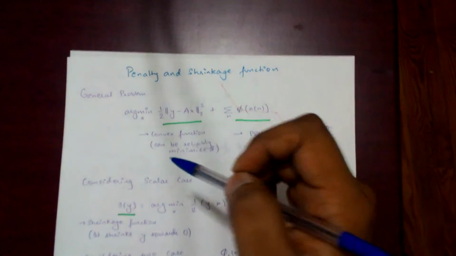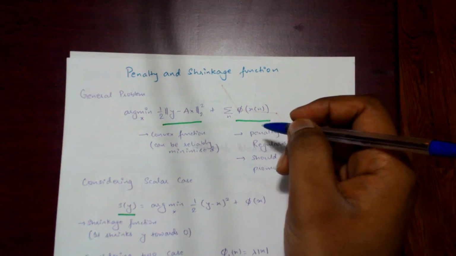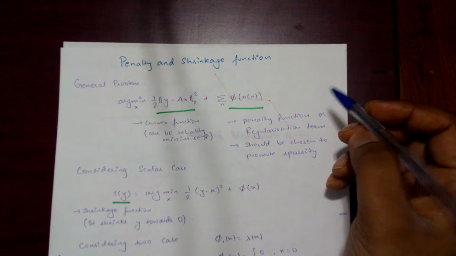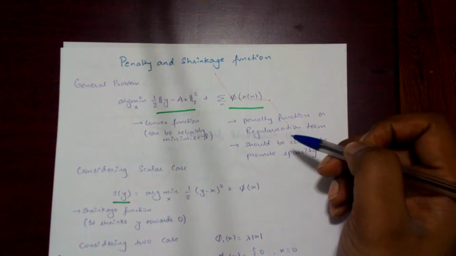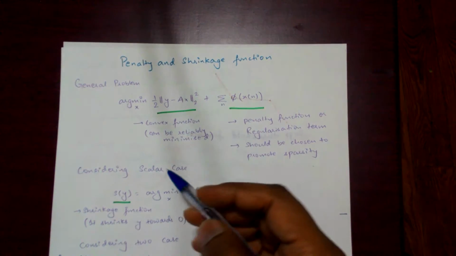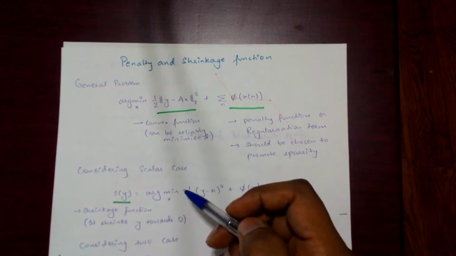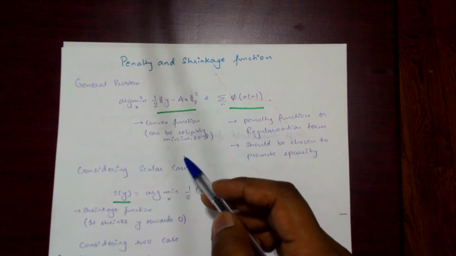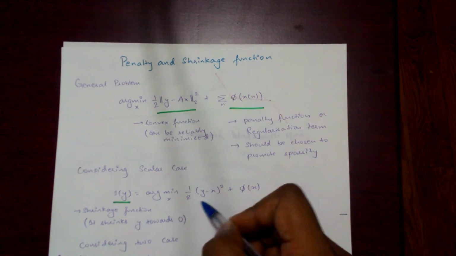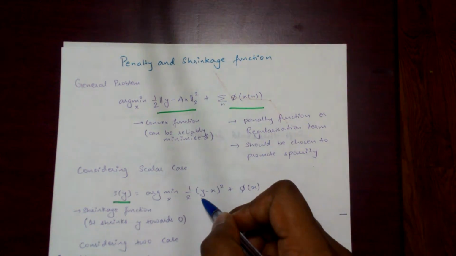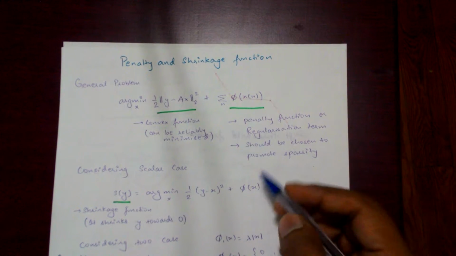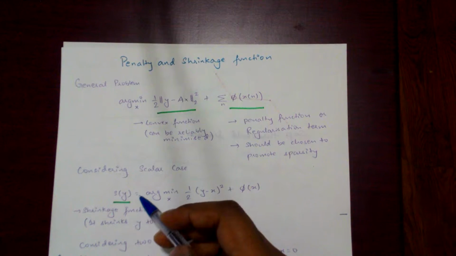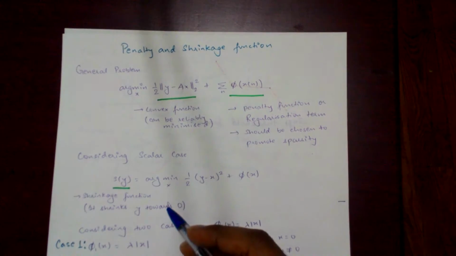The use of sparsity in signal processing frequently calls for the solution to the more general problem. Here, phi of x is the penalty function and it should be chosen so as to promote sparsity. To better understand the role of the penalty function, it is informative to consider the scalar case, where y and x are both scalars, y is the input signal, phi of x is the penalty function, and s of y is the shrinkage function. So, it shrinks y towards 0.